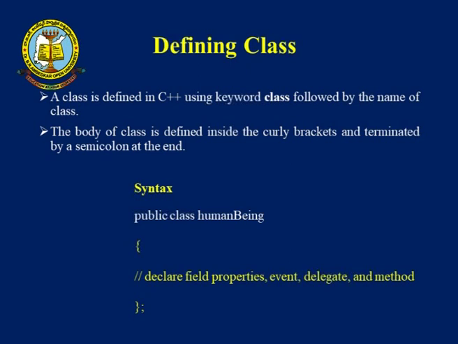So the syntax is: public is an access specifier. Next, class is a keyword, after that we give the class name, which can be any name according to your requirement. After that open the braces, implement the body of the class, then close the curly braces and keep the semicolon. This is the syntax for a class in C++.